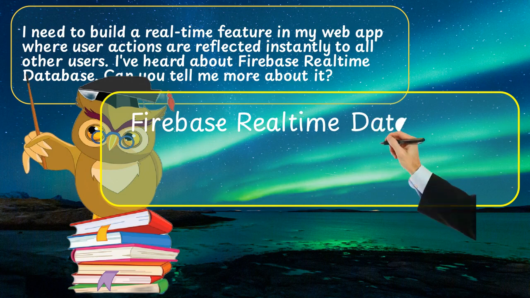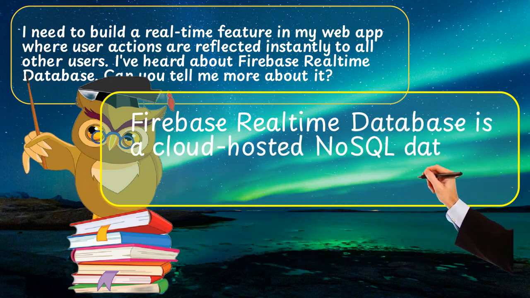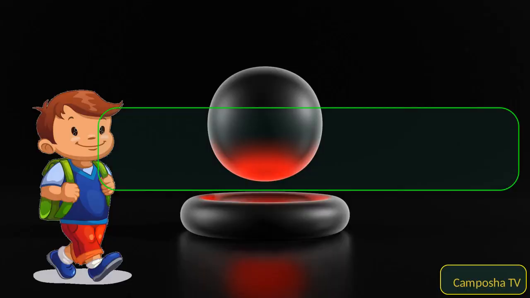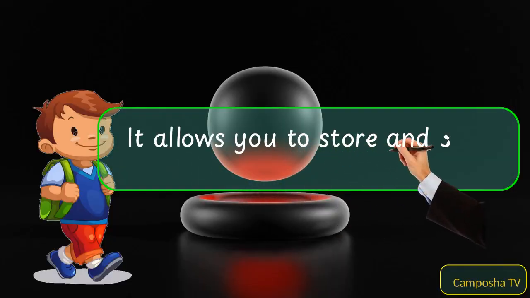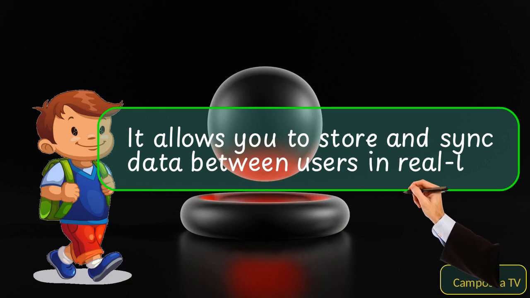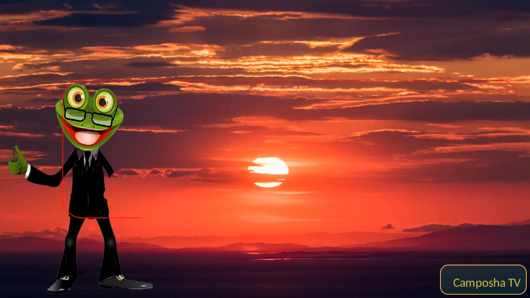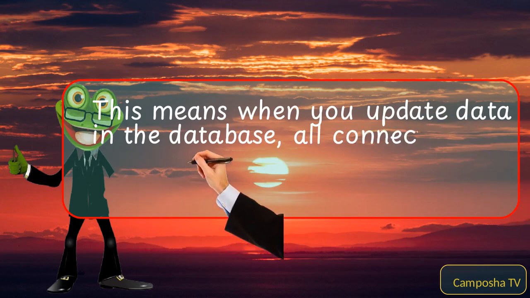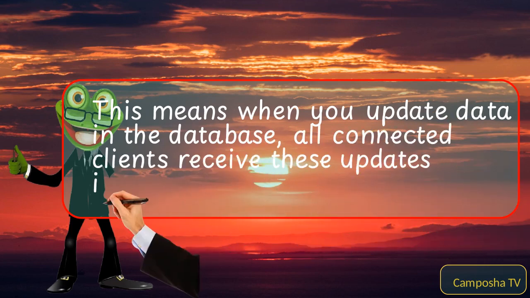Firebase Realtime Database is a cloud-hosted NoSQL database offered by Google. It allows you to store and sync data between users in real time. This means when you update data in the database, all connected clients receive these updates instantly.